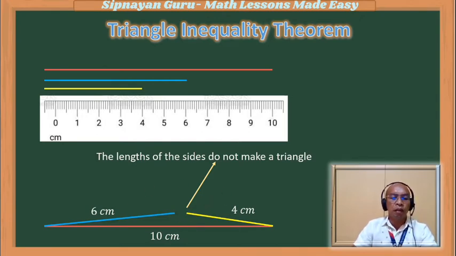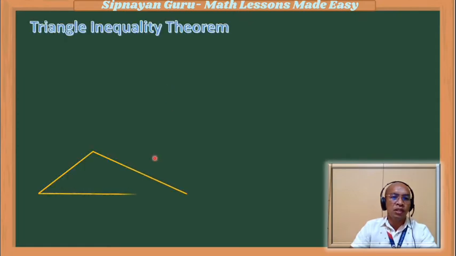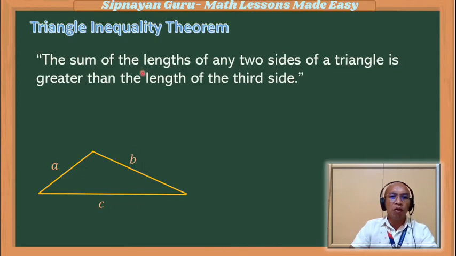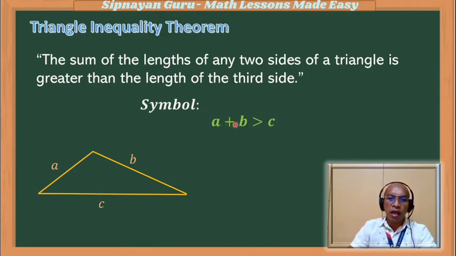So what can you infer from those three illustrations? If this is the triangle, and the length of this side is represented by A, this side is B, and this is C, the sum of the lengths of any two sides of a triangle is always greater than the length of the third side. That is the triangle inequality theorem. In symbols, if you add A plus B, it must be greater than C. If you add A plus C, it should be greater than B. Or if you add B and C, it should be greater than A. These conditions must be satisfied in any triangle.